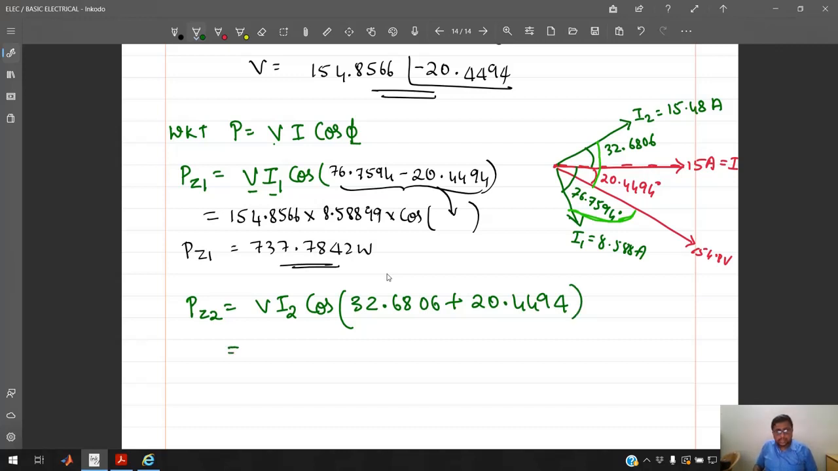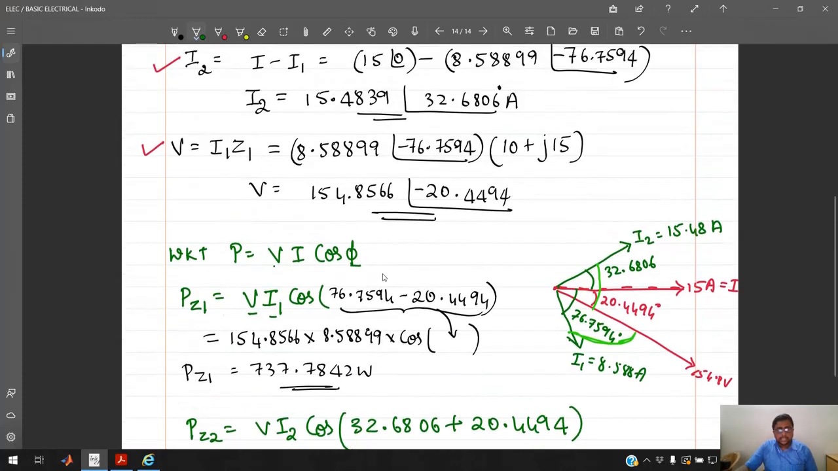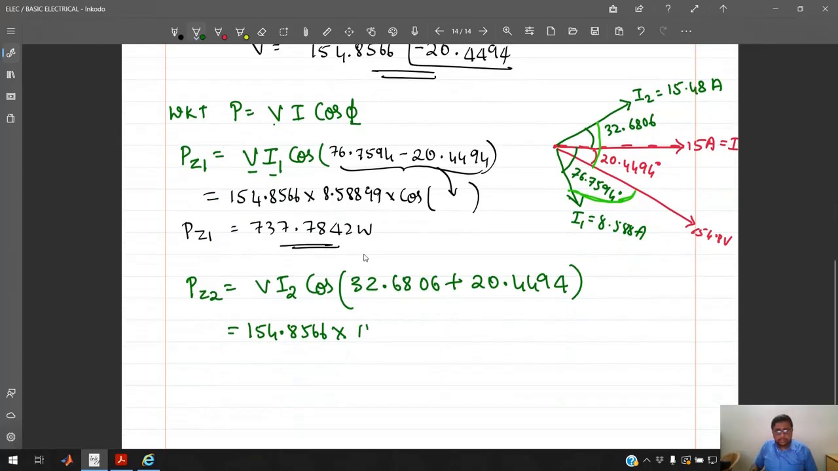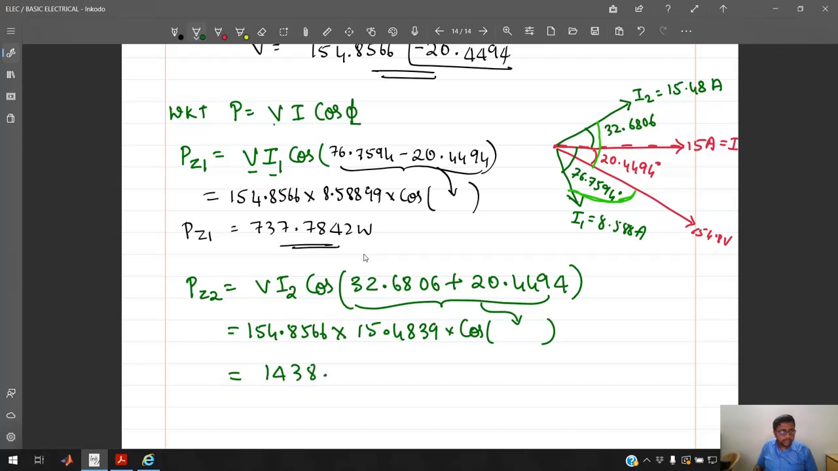So if you solve this, it is nothing but 154.8566 into the current I2, which is 15.4839, into cos of this angle, 32.6806 plus 20.4494. If you solve this, you are going to get the answer as 1438.6738 watts, or 1.438 kilowatts. So this is how you are going to solve the problems related to parallel AC circuits. This is all about problems from module 1 and module 2.